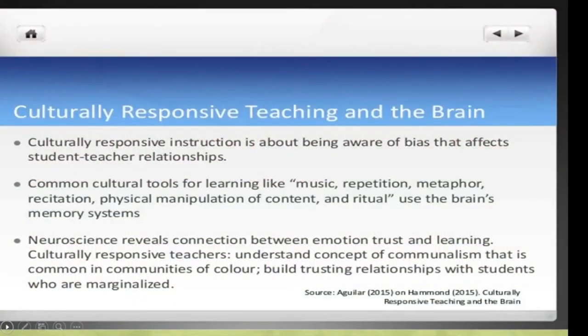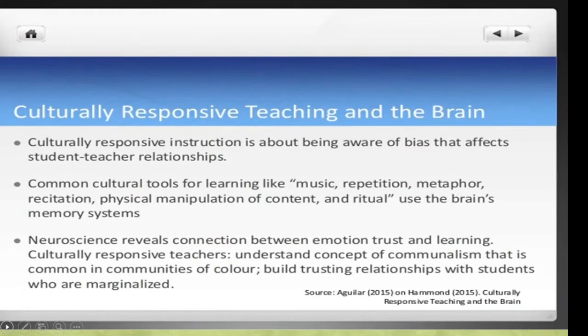Culturally responsive teaching and the brain looks at how the instruction is helping us, how you need to be aware of the bias that affects the student-teacher relationship. And I'm not sure why bias has become such a hot word, but I think it's important. All of us have bias. You may not even know you have bias. You may have bias between a particular color that you prefer over another color, or a particular food. That's bias. It's not good or bad. It is what it is. But I think it's important that you think about how your bias influences your perception of the world.